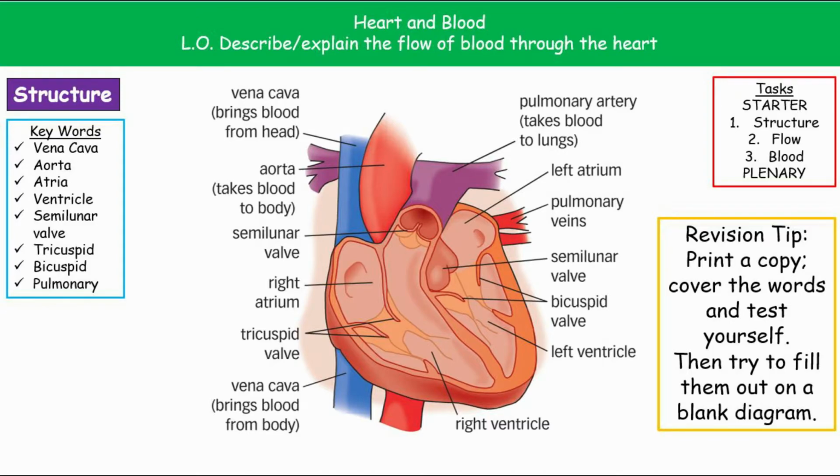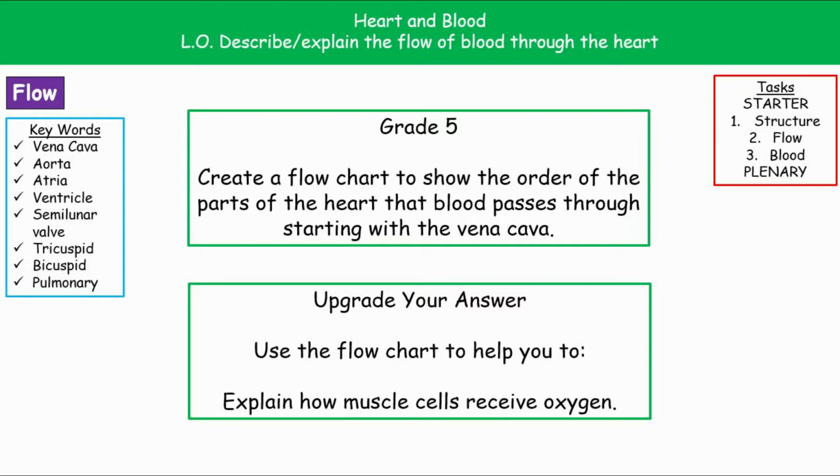So obviously make sure you've got a copy of that diagram either printed or drawn out, correctly labelled in your books. Okay, let's put this knowledge into a bit of practice then. What I'd like you to do is start off by creating a flowchart to show the order of the parts of the heart that blood passes through, starting with the vena cava. And if you've got your diagram, that can help you out, so just follow it through. And then if you finish that, see if you can have a go at explaining how muscle cells receive oxygen, and include as much detail as you can, so parts of the heart, what they do, etc. I'm going to give you about 2.5 minutes to do this.